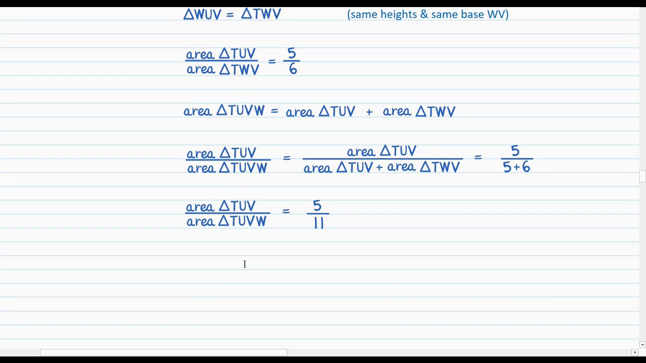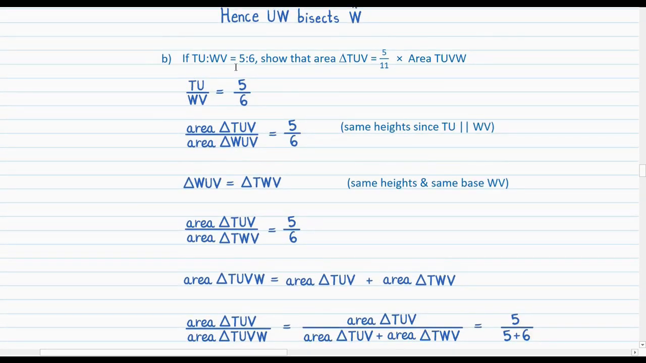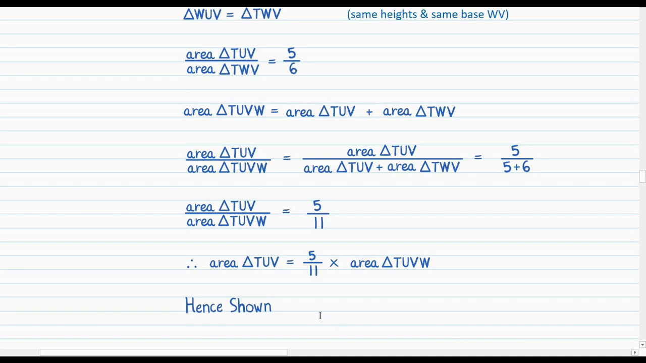Then we're pretty much done. All you need to do is cross multiply this denominator with a fraction of 5/11, giving area of TUV is equal to 5/11 times area of TUVW. And that was a mathematical statement given in the question that we had to prove. This one. And since we've proven it, you can just conclude the question by saying, hence shown. And that concludes this example.